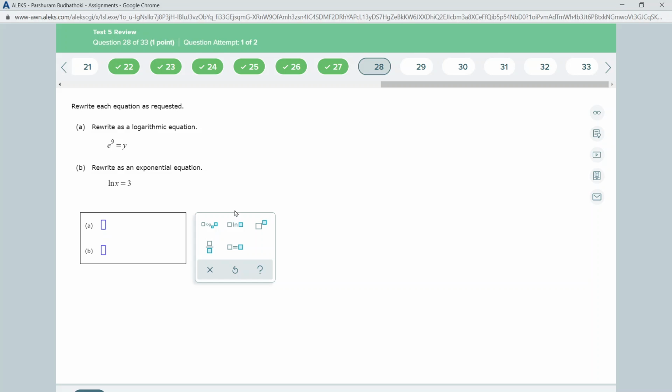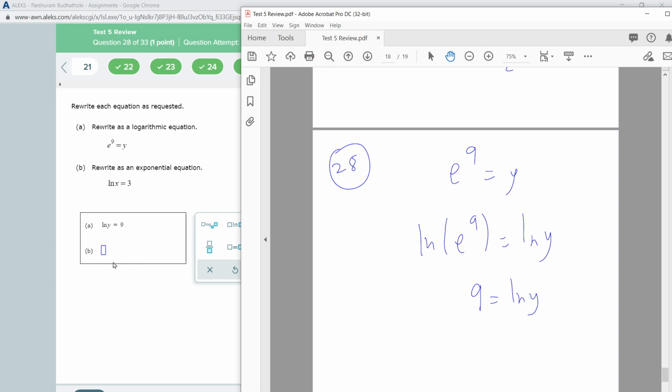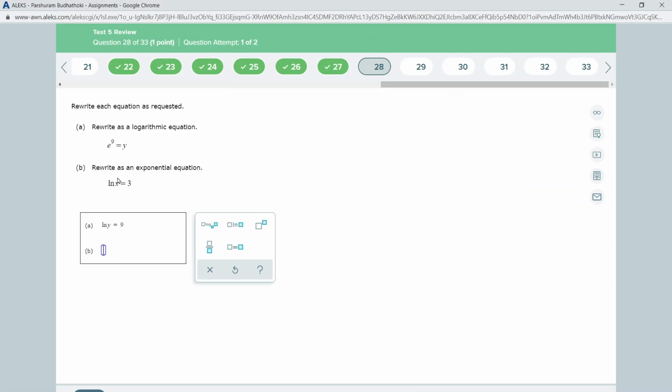So rewriting as a logarithmic equation, that will be ln of y equals 9. If you try to do the same thing here, if you take the exponential of both sides, e and ln cancel out, so x will be left over on the left side. So that will be x equals e to the power 3.